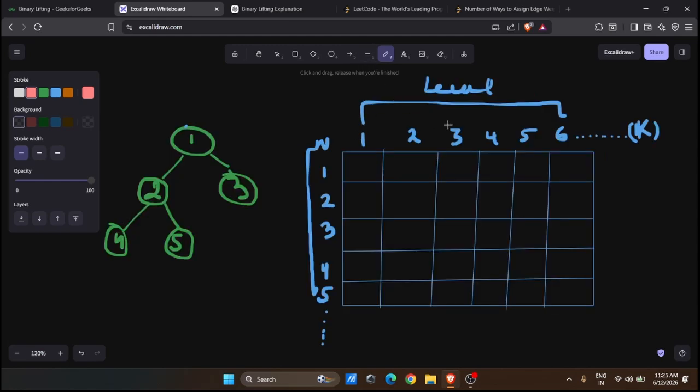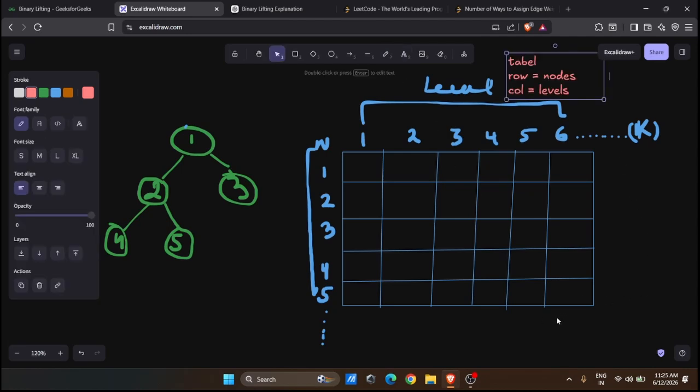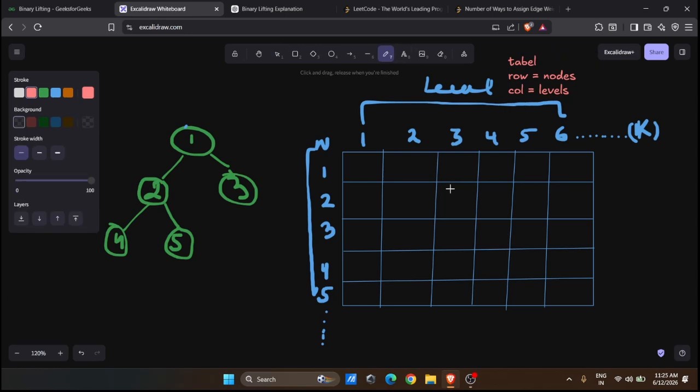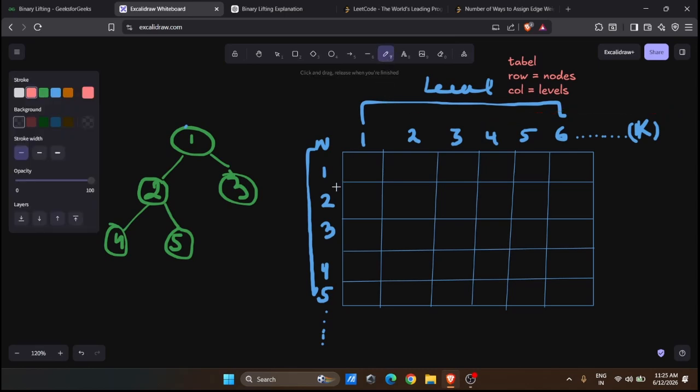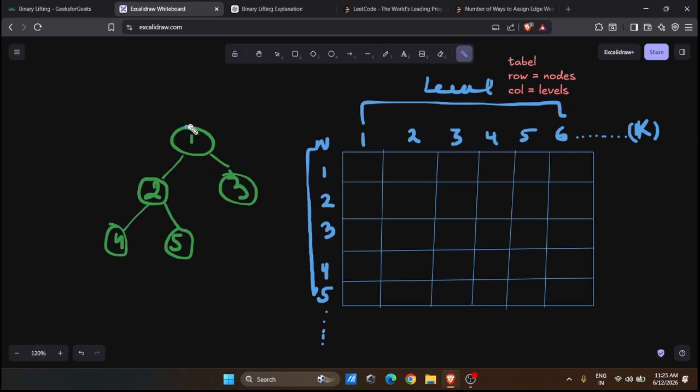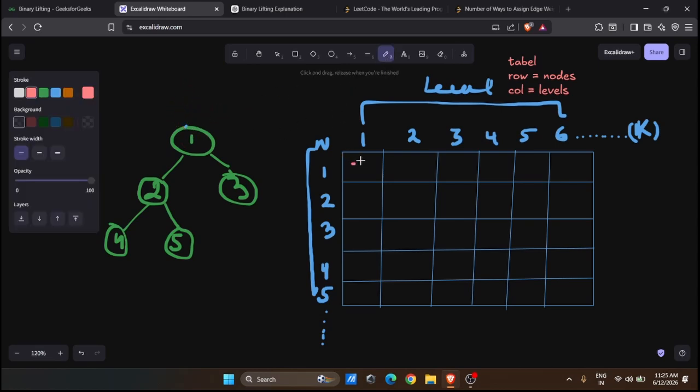For the given question, I have built a table. So this is our table. Here you can see that in this table, the row represents the node and the column represents the level. So these are the nodes which are mentioned in the tree and these are their levels. So let's fill it up. For node 1, there is no level above 1, so we fill in negative, -1. For level 2, because nothing is present above 1, all of them become negative.